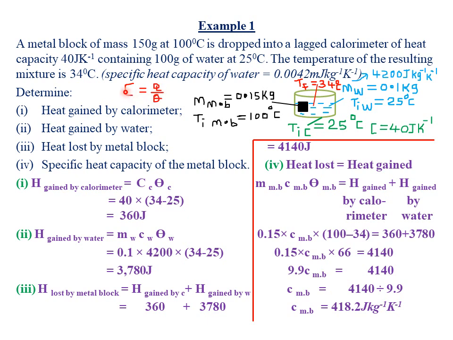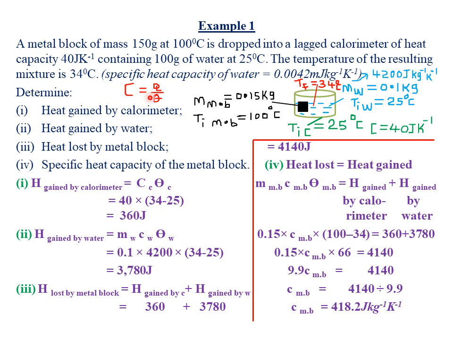Of course, where capital C stands for heat capacity, and theta stands for change in temperature. Therefore, the heat gained by the calorimeter will be given by C theta. I'm using C theta because for the calorimeter I'm given the heat capacity. Otherwise, if I was given the specific heat capacity of the calorimeter, I could have used the normal formula, that is mC theta. But because I'm given the heat capacity, Q will be given by C theta.